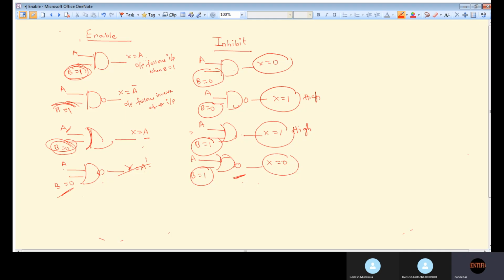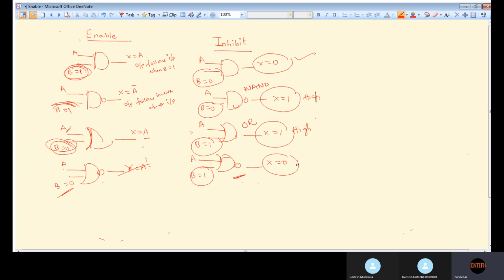Depending upon the gate, we can say that AND or NOR gates, when inhibited, produce constant low output. And this is the NAND and this is the OR gate. These NAND and OR gates produce constant high output in the inhibited condition.